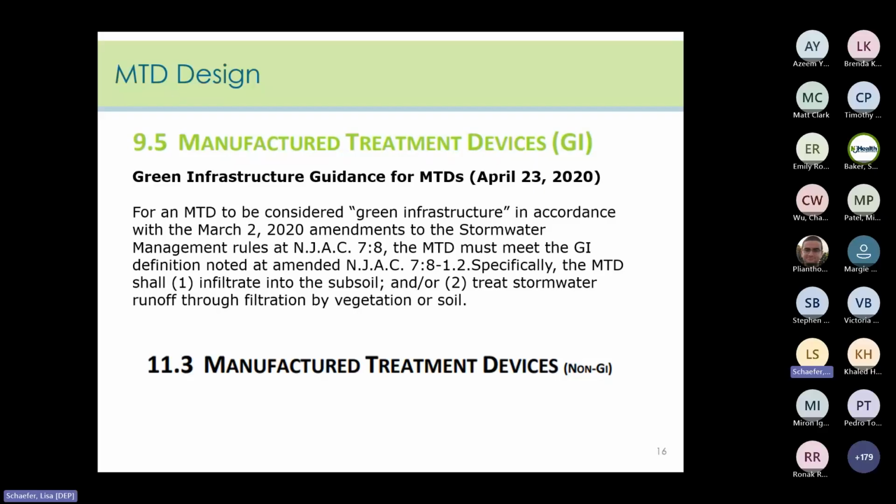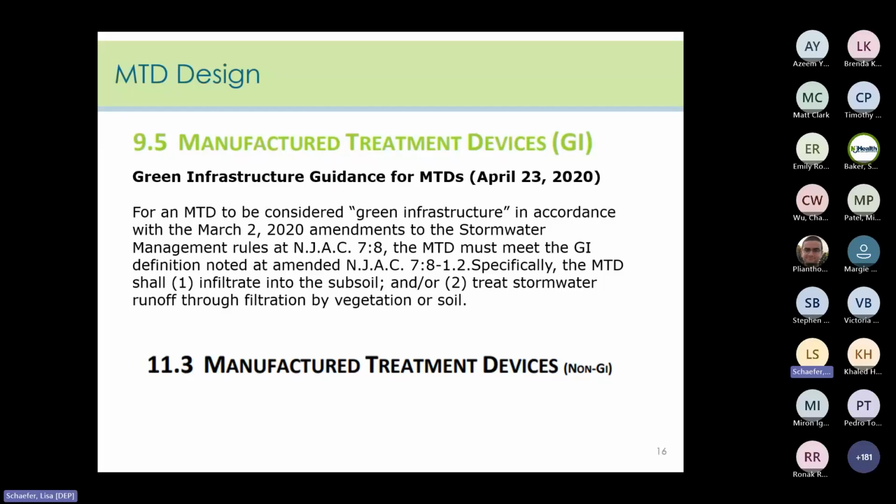Furthermore, the below ground device or vault would need to meet the New Jersey BMP manual soil testing conditions from Chapter 12, and that means the soil below the MTD must meet the minimum tested infiltration rate of 1 inch per hour, have at least 2 feet of separation from the properly tested or located seasonal high water table, and runoff would infiltrate into the subsoil. Now, the other category of MTDs is the non-GI MTDs, and they neither infiltrate runoff into the soil nor treat stormwater runoff through filtration by vegetation and or soil.